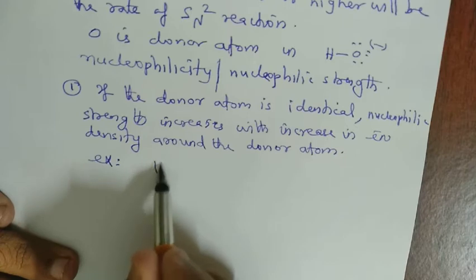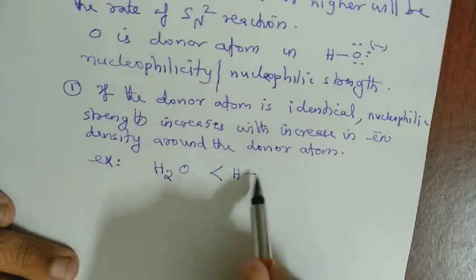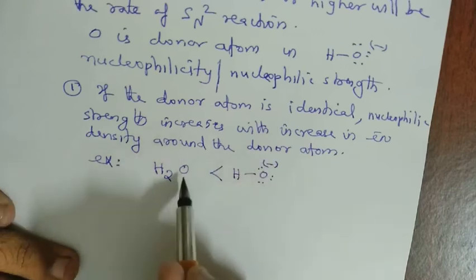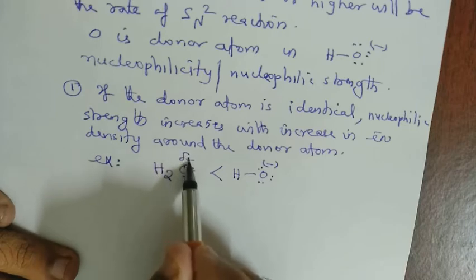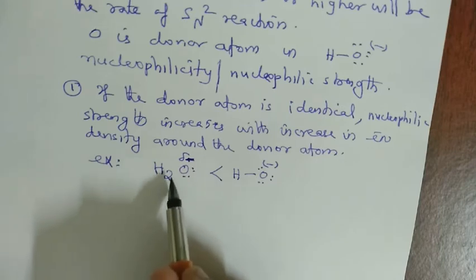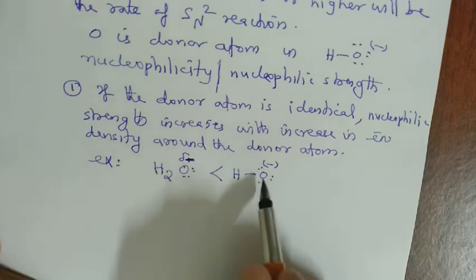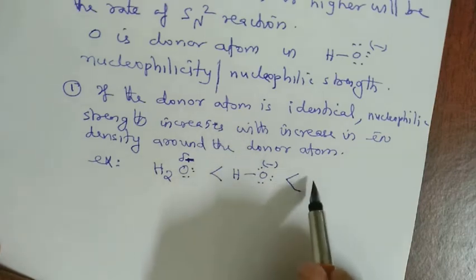As an example, hydroxide ion is a stronger nucleophile than water. In water, the oxygen atom has a delta negative only. Both OH bonds are polar, and hence the oxygen atom has a slight negative charge. In hydroxide ion, oxygen has a unit negative charge.